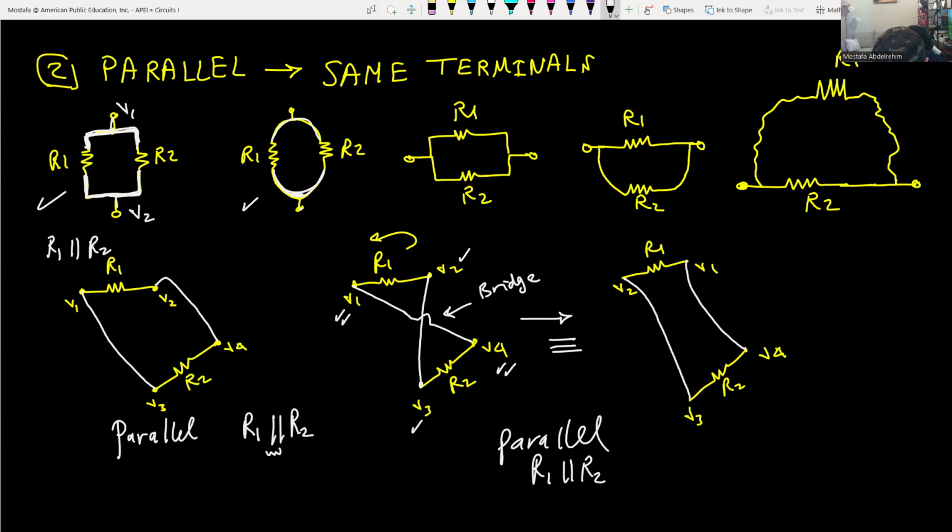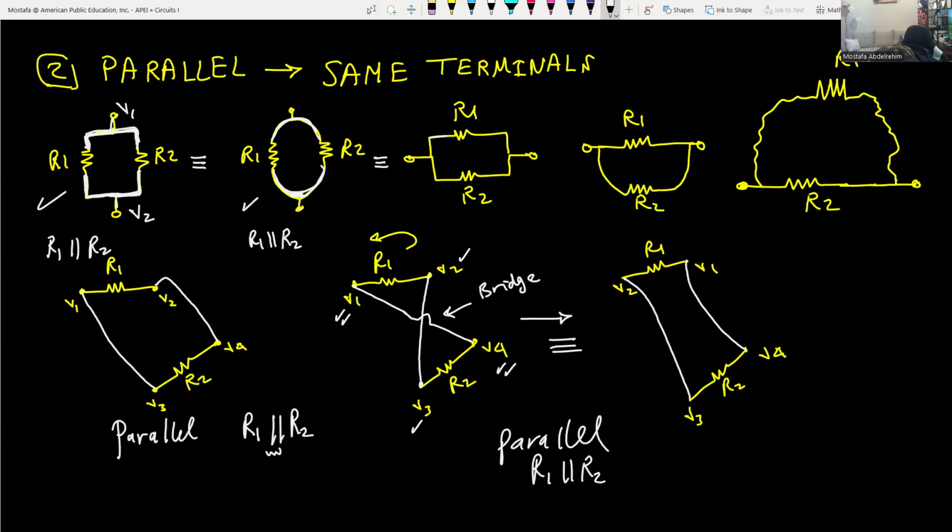So this is also the same point. The bottom terminals of R1 and R2 are the same, and the top terminals of R1 and R2 are exactly the same. Still, R1 is parallel to R2. That's equivalent. And you can just make them horizontal. It's fine. Again, geometry doesn't count for us. What counts for us is the connection.